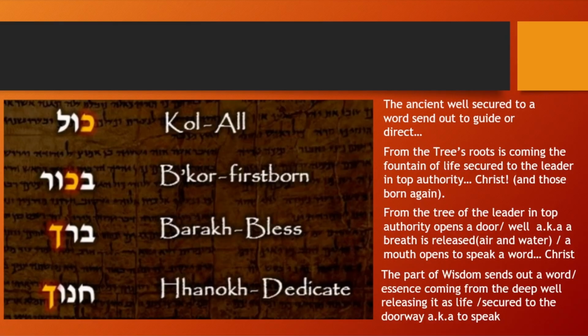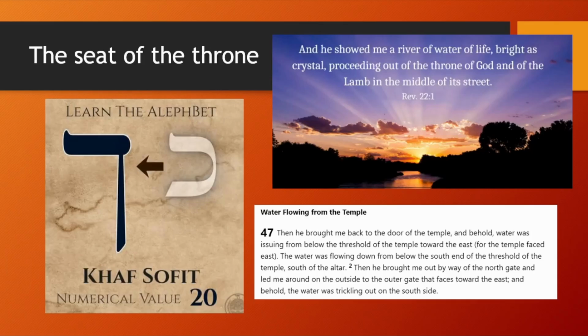Okay, let's look at the next slide, please. Look at this very nice scripture in Revelations 22, verse 1. It says, "And he showed me a river of water of life, bright as crystal, proceeding, coming out of the throne of Yahweh and of the Lamb in the midst of the street." So where does this water come from? That's Revelations 22, verse 1.